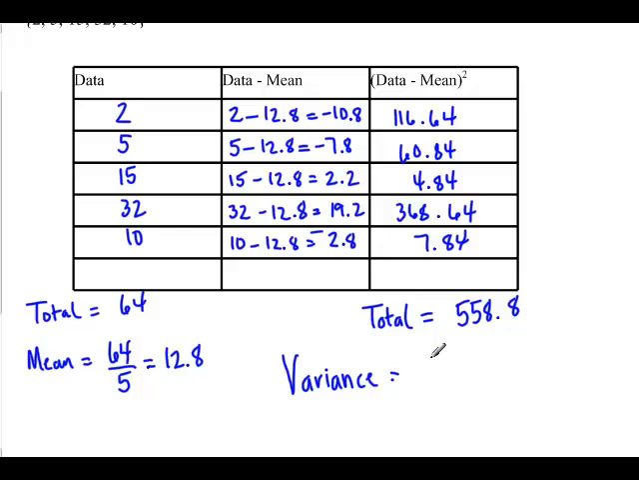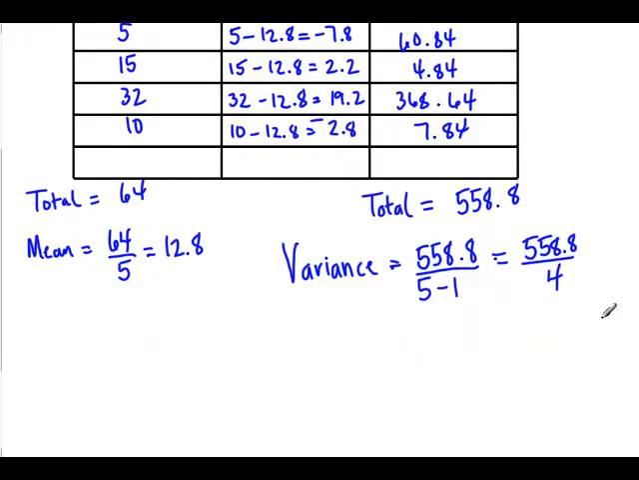Okay, so variance comes in and takes that total of the third column and divides by 1 less than the number of values that we have. Well, we started with 5 values. So if I subtract 1 from 5, I get 4. So I want to take my 558.8 and divide by 4. And if I do the division, I should have 139.7. Now that's something called the variance.